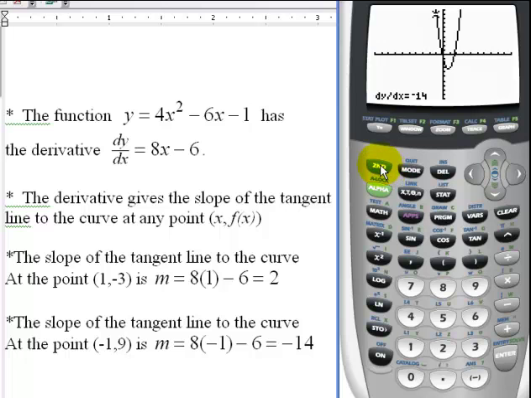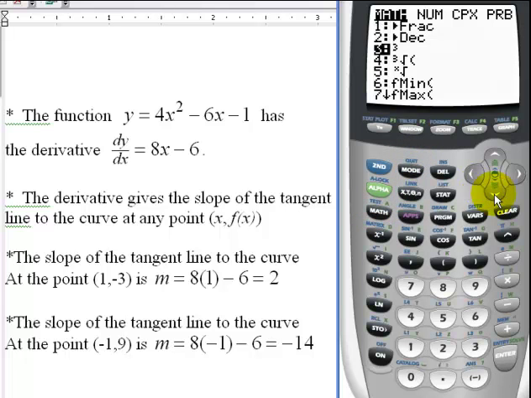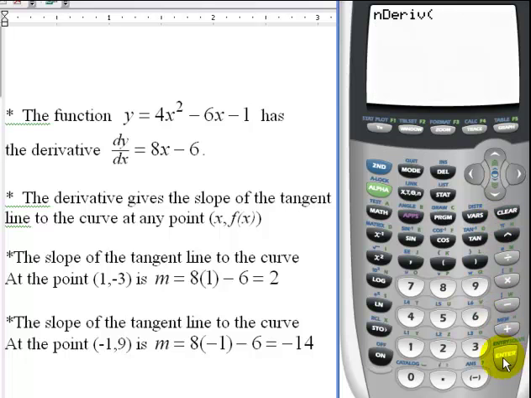Another way to do really the exact same thing, let me hit second mode and quit to my home screen. What I'm going to do this time is use the numerical derivative feature built into my calculator. So under the math key, math number 8, if I punch the math key and I go to number 8, you'll see nderiv. This stands for numerical derivative.